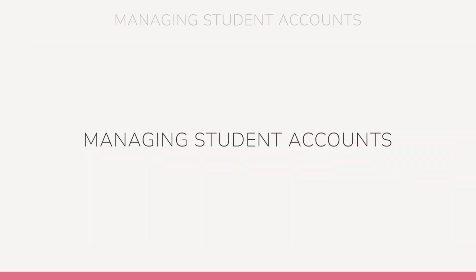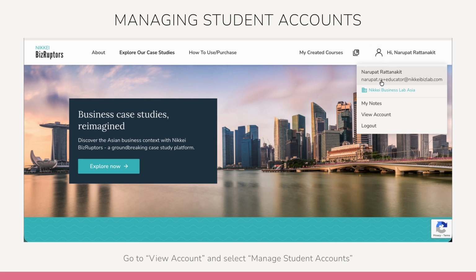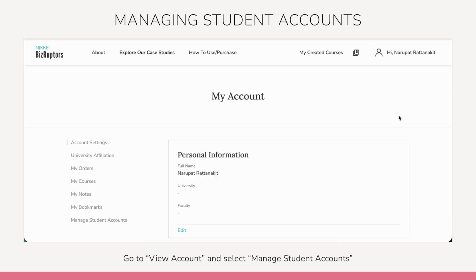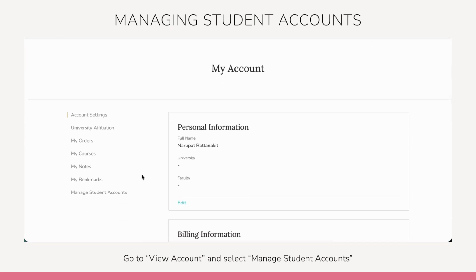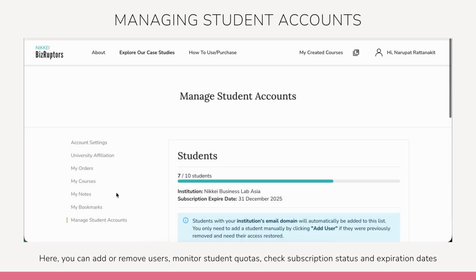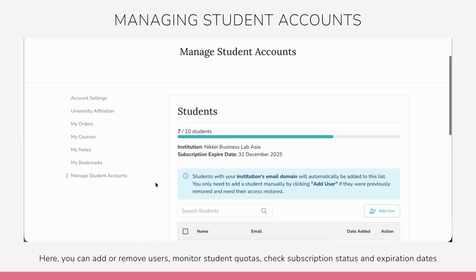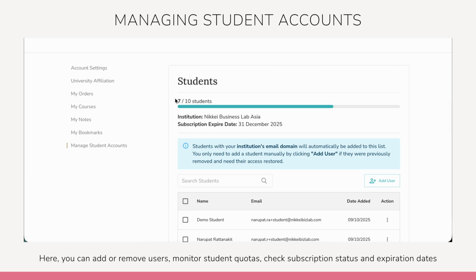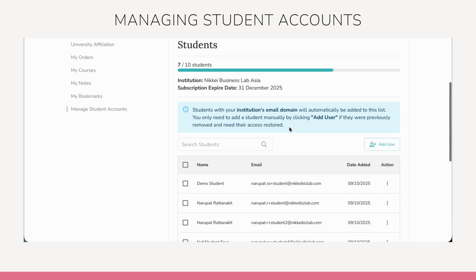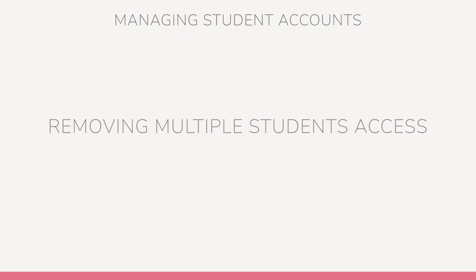Managing student accounts. To manage access, go to View Account and select Manage Student Accounts. From this dashboard, administrators can add or remove users, monitor student quotas, and check subscription status and expiration dates. Everything you need to manage campus access is available here.